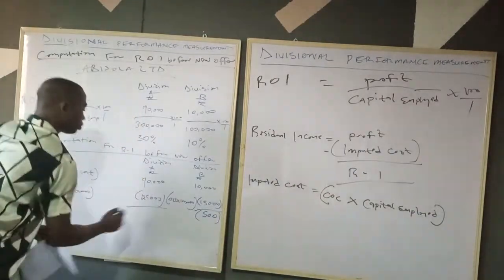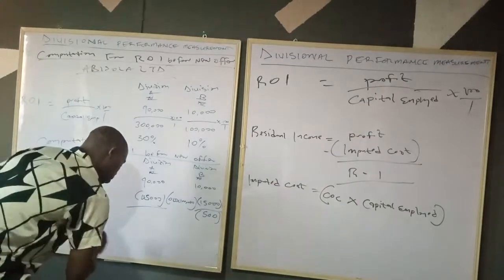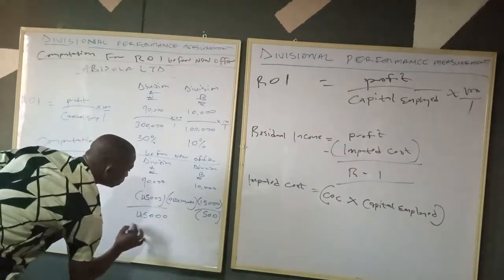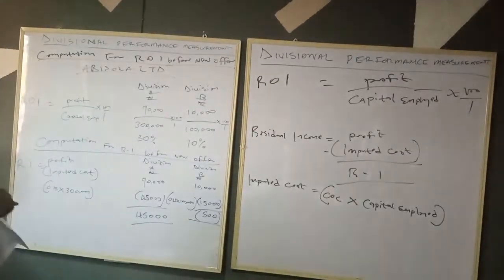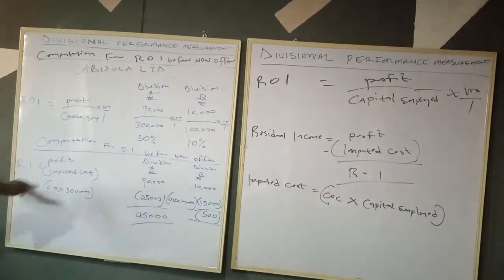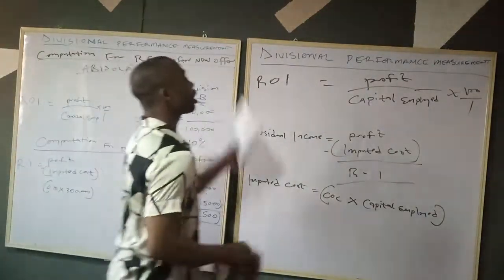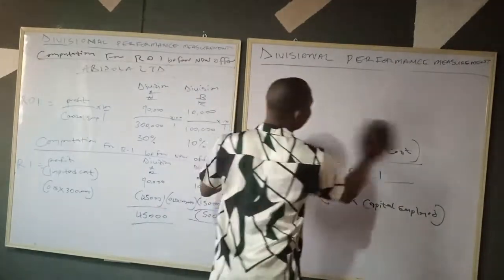And 45,000 minus 90,000, we have 45,000 also, which is positive. So this is the return on investment and residual income before the new offer is being accepted. Now let's calculate for the acceptance of the new offer here.